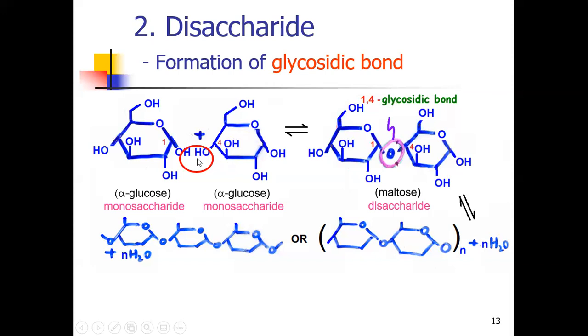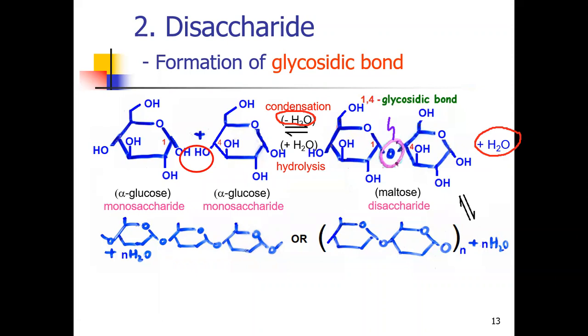So it forms H2O. The process is called condensation because water is released from the process. Therefore, water becomes the product of this process. So water is one of the products. Minus water. Condensation means you remove the water from your substrate.